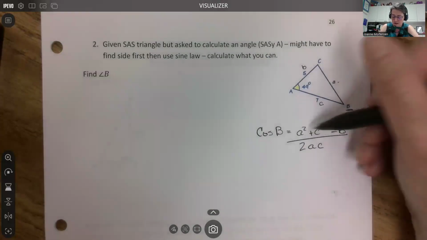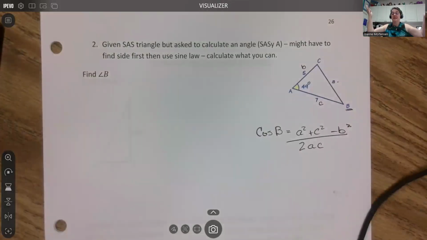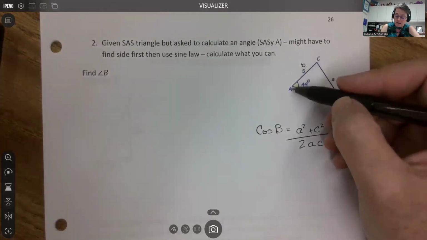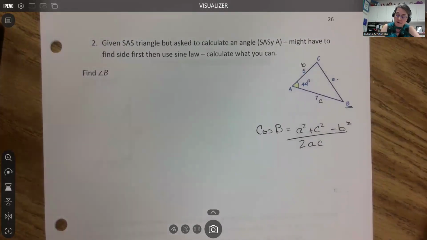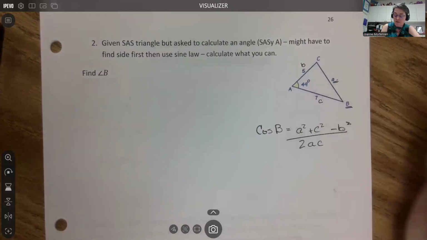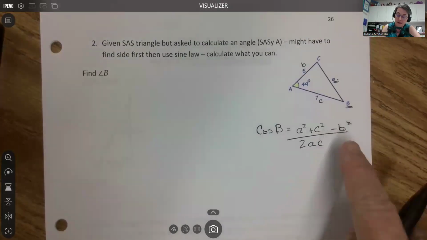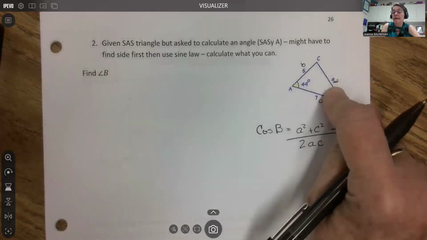So I can't use this formula. Why is she giving us such a ridiculous question? Well, sometimes you don't get to go directly where you want to be. Sometimes you have to do some work first. And in this case, the only thing we can do is we have a side angle side, so we can figure out this first. Once we've got that, then maybe we can just do sine law. I don't know. But this is the only thing we can calculate in this picture.